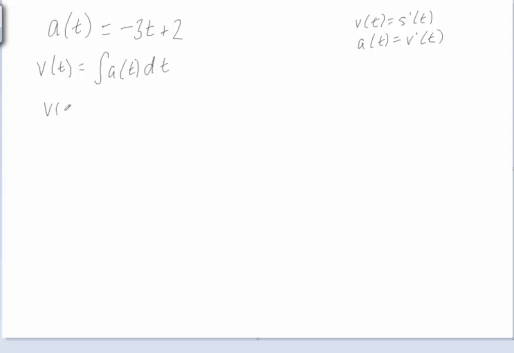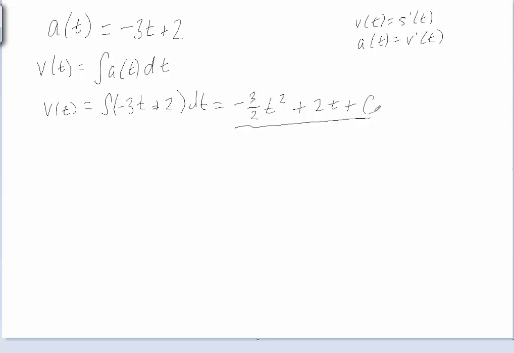So velocity is going to be the integral of negative 3t plus 2 dt, which is negative 3/2 t squared plus 2t plus our constant. You want to check: 2 times negative 3/2 is negative 3 times t. Derivative of 2t is 2. Derivative of the constant is 0.